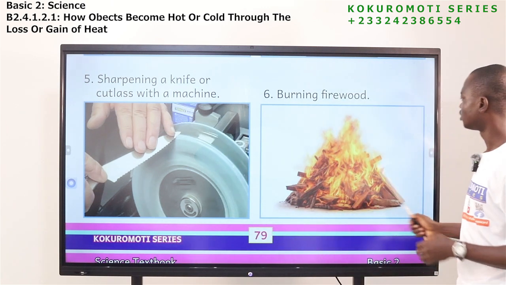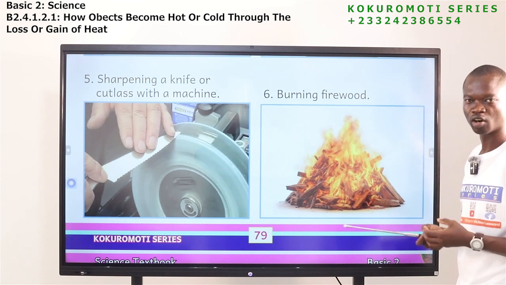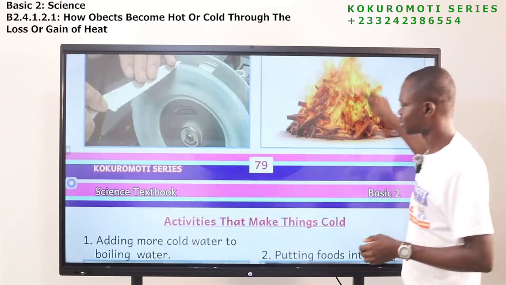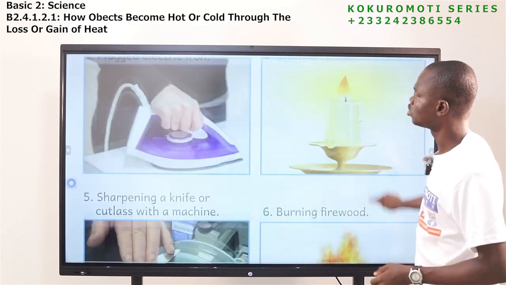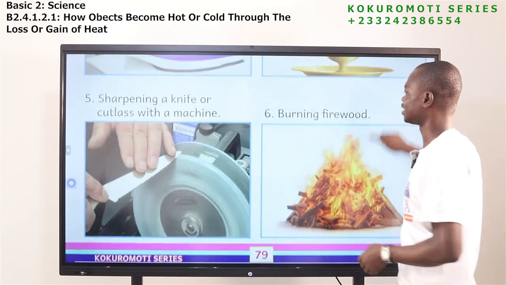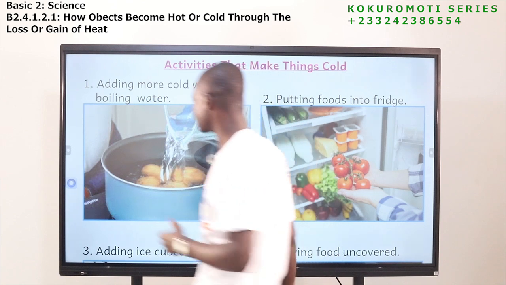Now when you come here, we have firewood. It can only produce heat, or it becomes hot, when you start burning it. So these are the things that we do to make things hot. There are a lot of other things that we can do to make things hot, but for now, this is what we do.